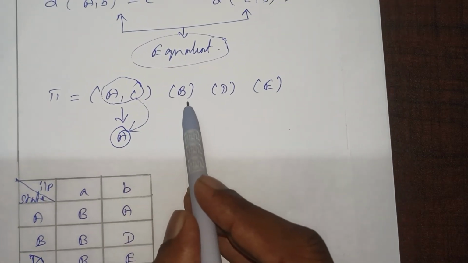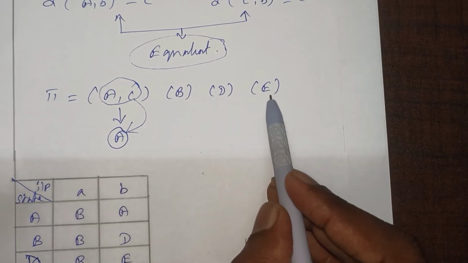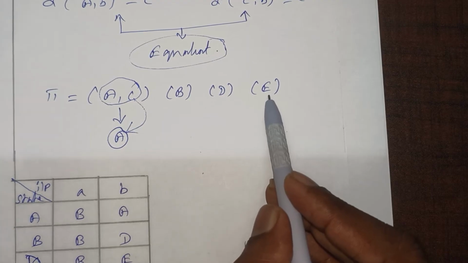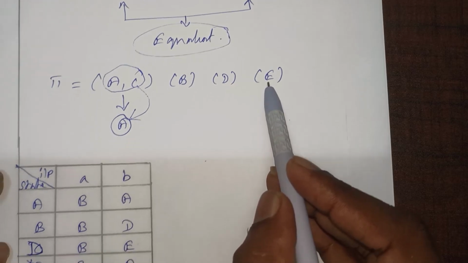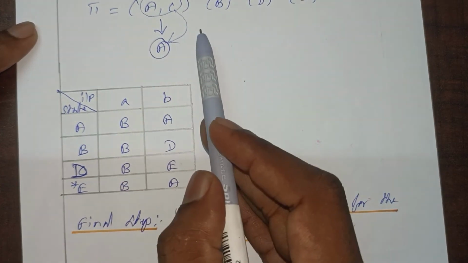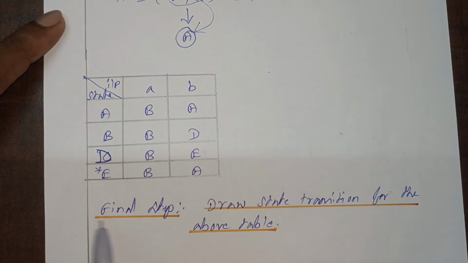B is not equivalent and D is not equivalent. E, whether it is equivalent or not, we are going to treat this E always separately. That is the criteria. We all need to follow this, right? So let me take you to the next part. When you got this, take this lambda value and construct a state transition table.